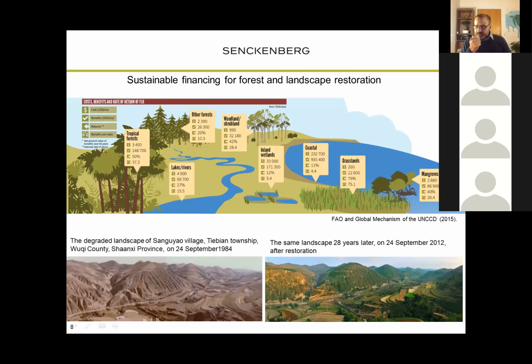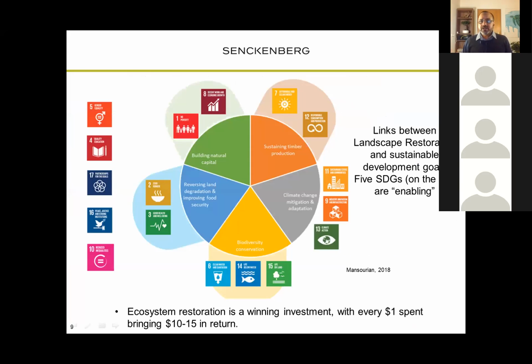In the bottom right and left corner, you see two pictures. Basically it's the same Loess Plain from China, where they started investing in the ecosystem in the 80s and 90s. And you see they dramatically changed it over a period of 20 to 30 years. From a barren area, it has completely turned around into a green, lush landscape, which supports all kinds of diversity. And of course, the economy of that region has completely turned around from poor to really high income areas of China.